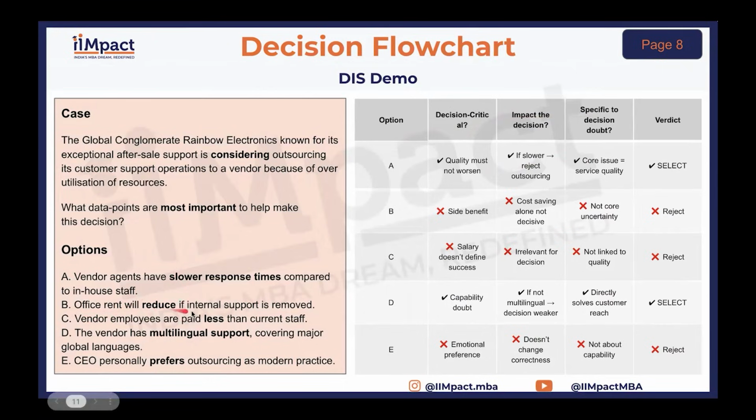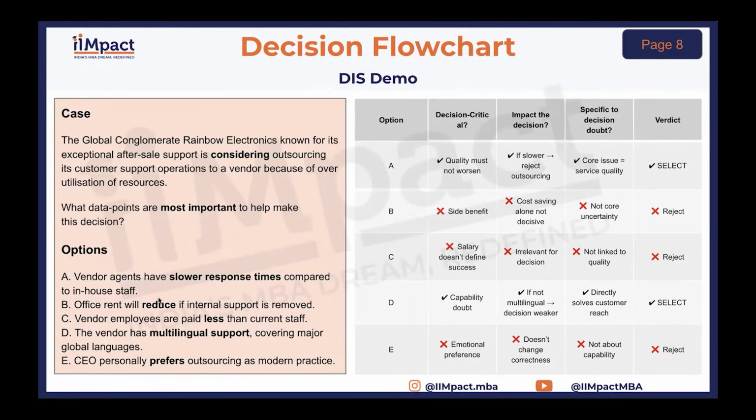Office rent will reduce if internal support is removed. Now, is this a decision critical factor? The decision critical factor was what? You should have exceptional after sale support, and it should accommodate global customers. Was cost a critical issue for us? No, it was not. It was nowhere mentioned. So it is a side benefit. It is not decision critical information that they have given me.